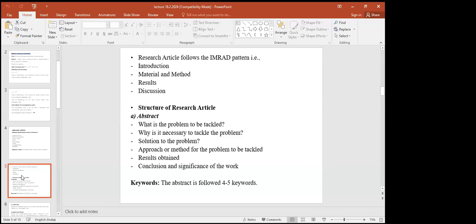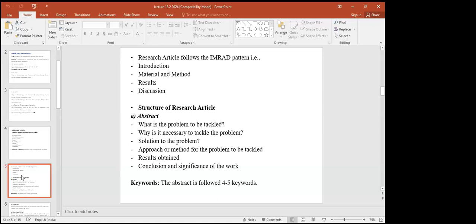Once it is done, the next step is the abstract. Comes the abstract. So in the abstract, what are the points that need to be covered? From your title, you have to see how to write the abstract. In the abstract, these are the points which you need to cover. What is the problem that you are going to tackle? How the problem is there and how you are going to tackle it. Why is it necessary to tackle such a problem?